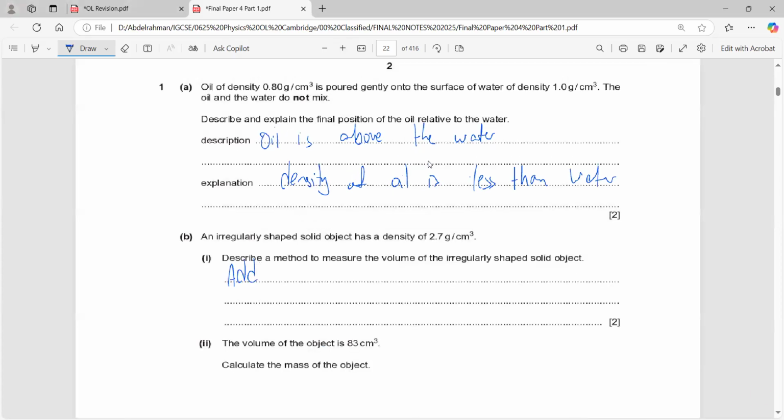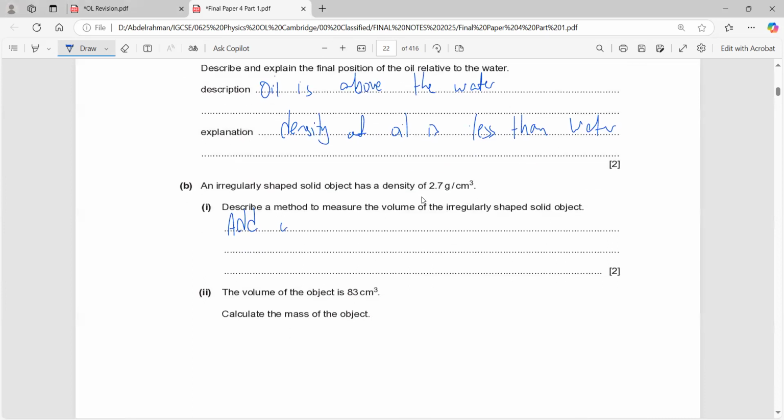Let me zoom in a bit. Add water to the measuring cylinder, and take the volume now, V1, and then add the object and measure.